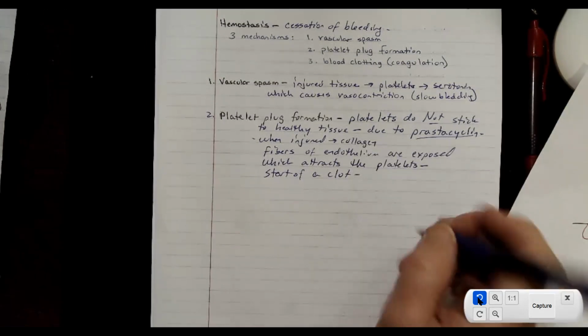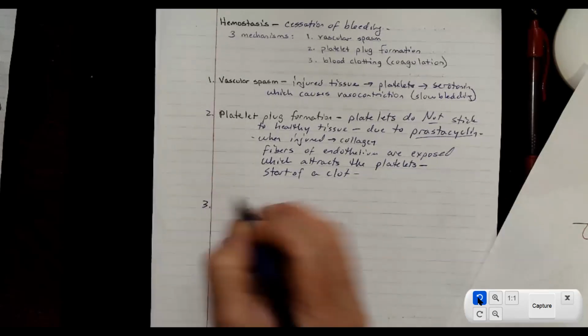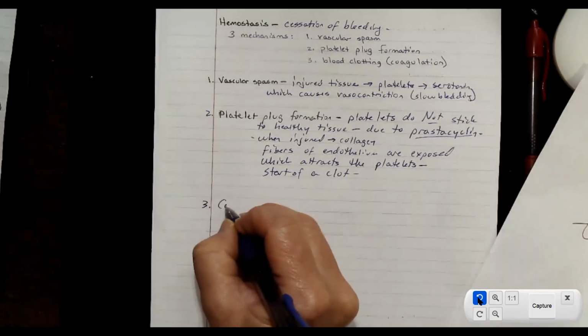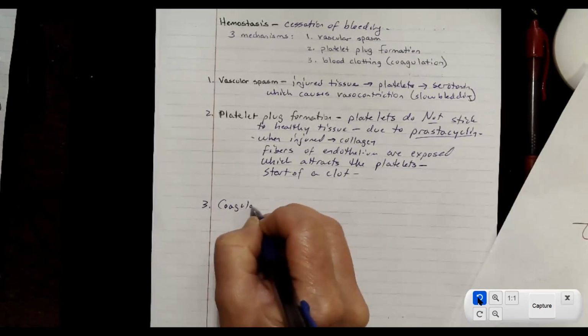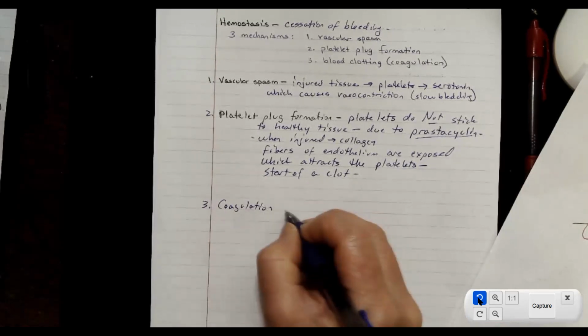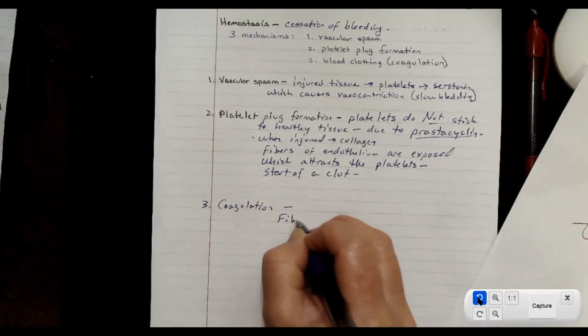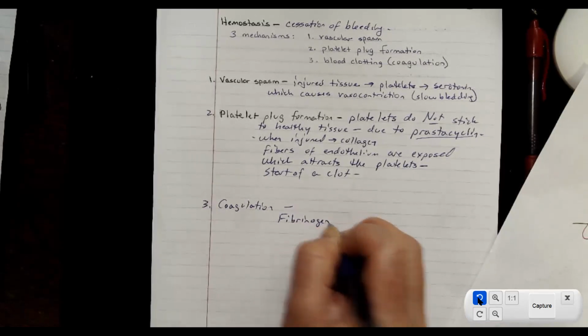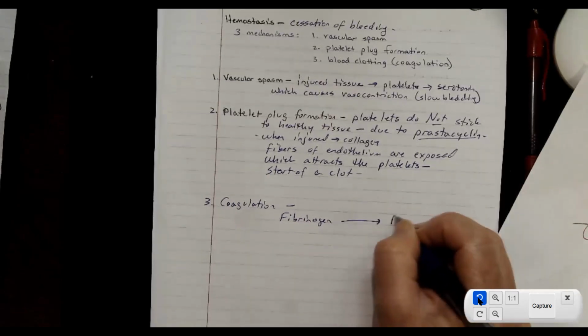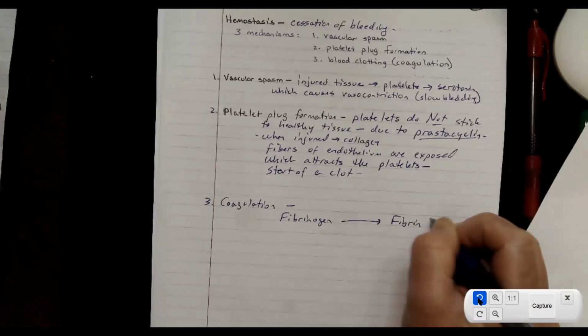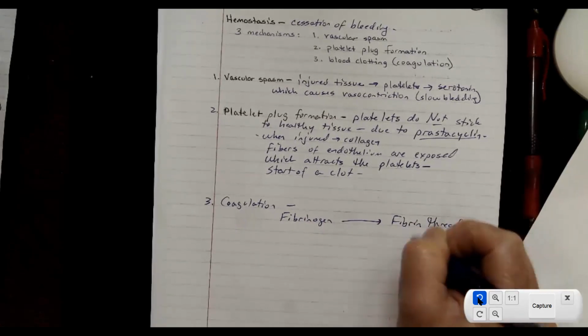The last phase is coagulation of the blood. And this is when you take fibrinogen, which is found in the plasma, and convert it to fibrin threads. And this is actually the clot.